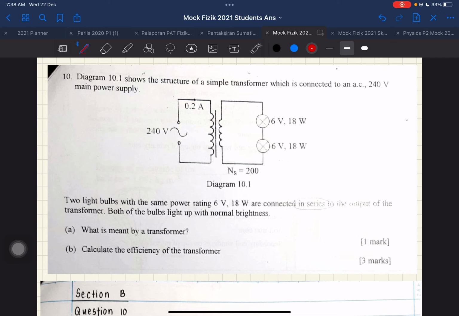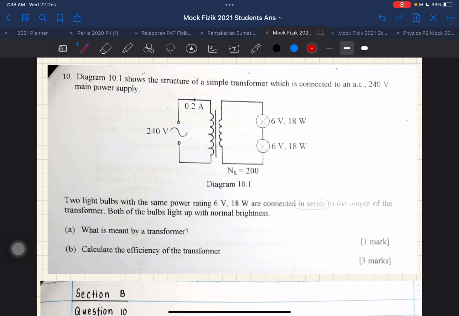Alright, so this morning we discuss a question from section C, your mock exam 2021. In section B, you are given two questions and you answer only one. So you had better choose carefully the question that can give you more marks. Now, question number 10.